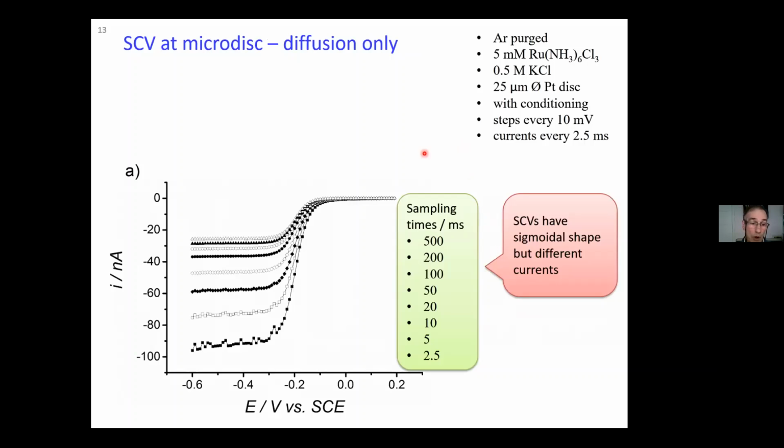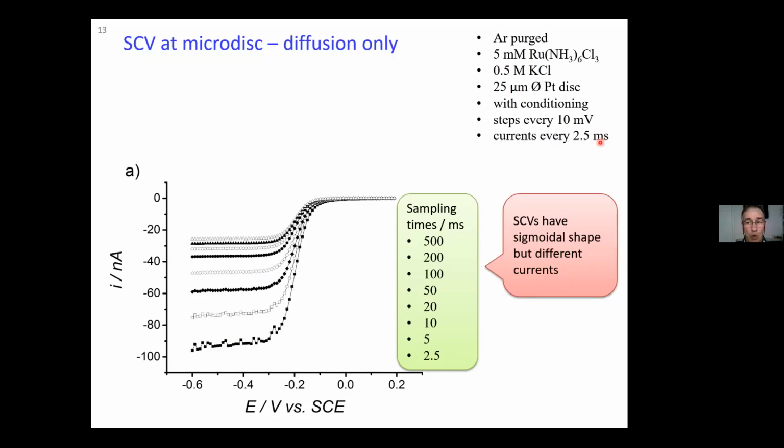These are real sample current voltammograms. It's for the reduction of ruthenium hexamine. So this is the current, this is the potential, and we have here sample current voltammograms corresponding to sampling at 500 milliseconds, 200 milliseconds, 100, etc., all the way down to 2.5 milliseconds. So what we see is that the sample current voltammograms have a sigmoidal shape, but obviously the magnitude of the current is increasing as we decrease the sampling time.